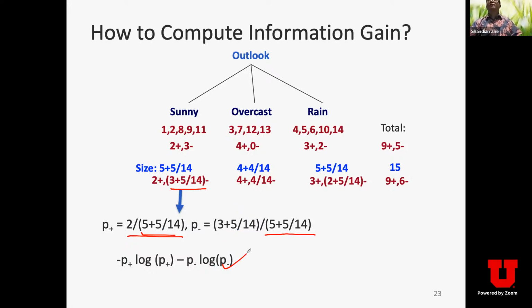Does it make sense? It's exactly the same computing procedure. The only difference is that you need to be careful when you add a fractional example into one subset: your total size is changed, and your number of positive examples or negative examples will change as well. But you use the same way to compute the positive ratio, negative ratio, and the exact same way to compute the entropy.